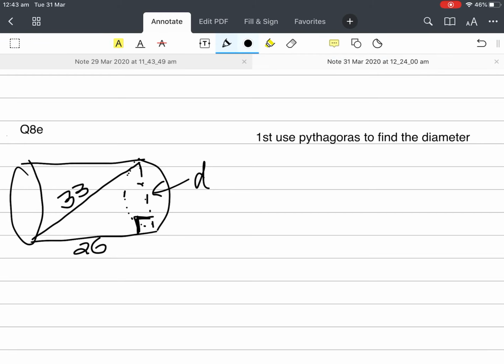Here's another one that Charlotte wanted, question 8E. So we have a cylinder and you need to only have these 2 particular measurements and you have to work out the total surface area.